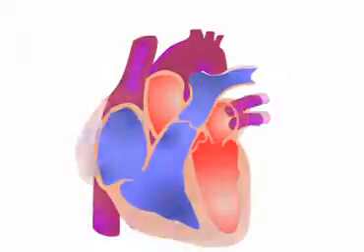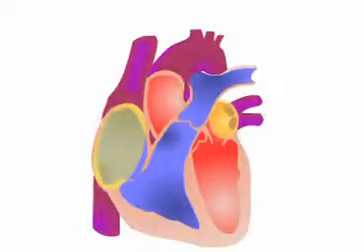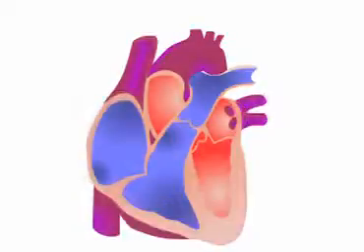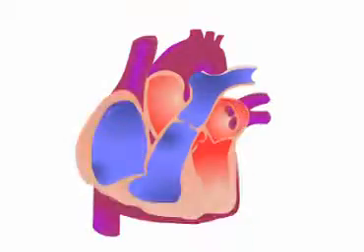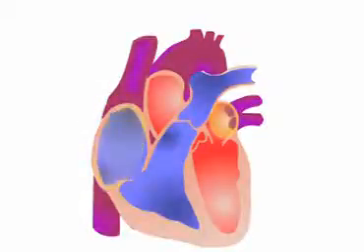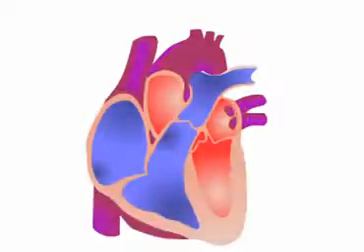Blood pressure varies according to the cardiac cycle. The diastolic pressure is the lowest pressure occurring during ventricular relaxation, whereas the systolic pressure is the peak pressure that occurs during ventricular contraction.